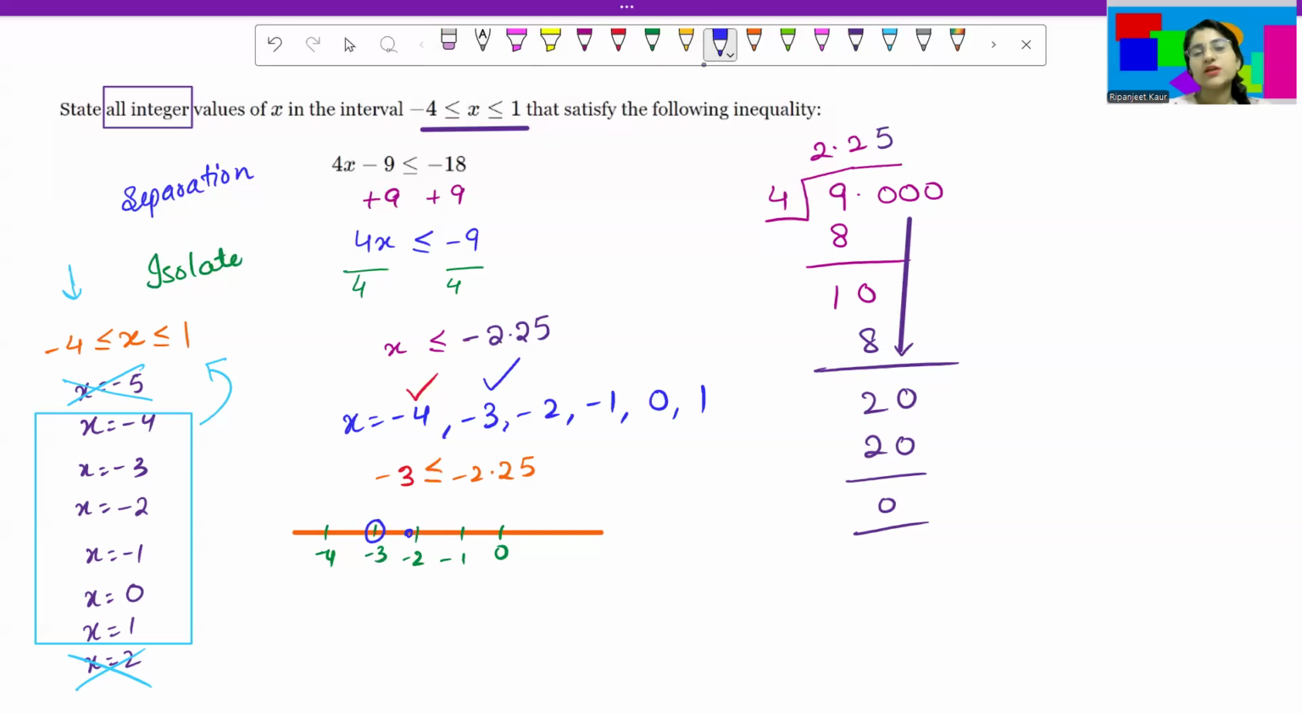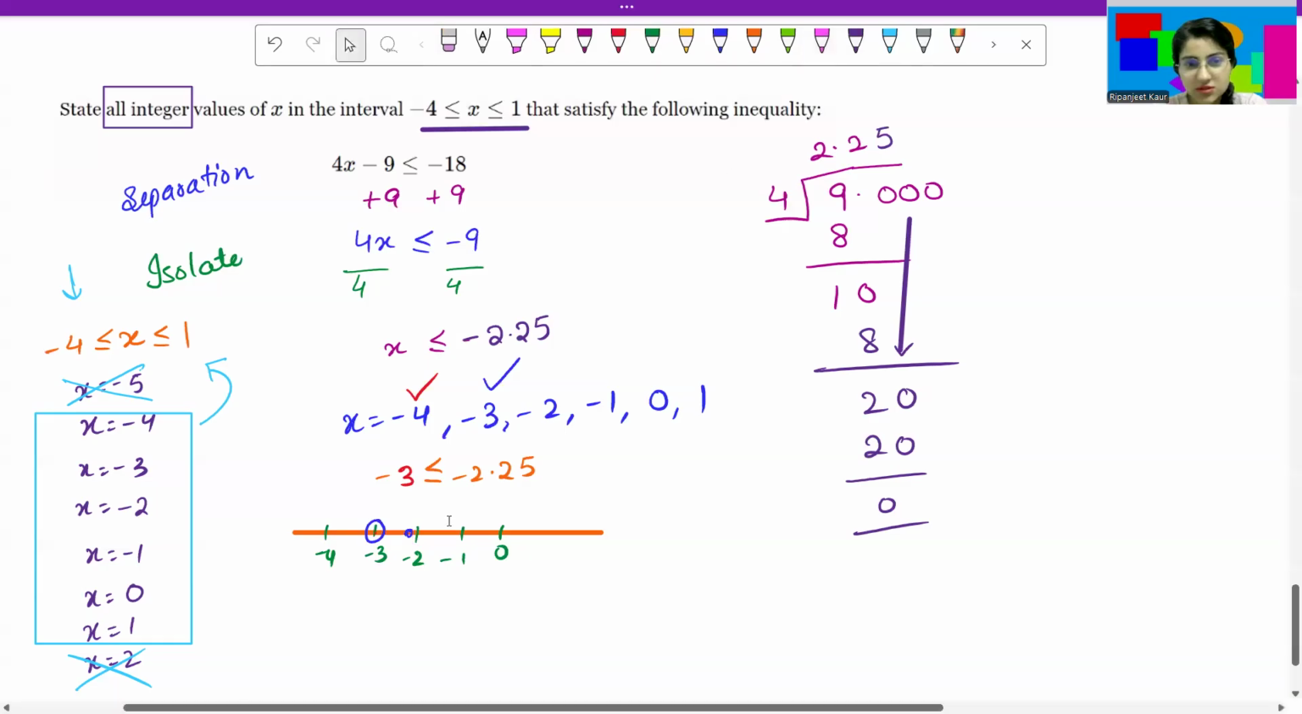Now, we check for negative 2. Do you think negative 2 over here is less than negative 2.25? No, but it also says equals, and you said it's all integers, so the 2.25 is there. So yes, it counts. So over here, is this an integer? No, it's not an integer.